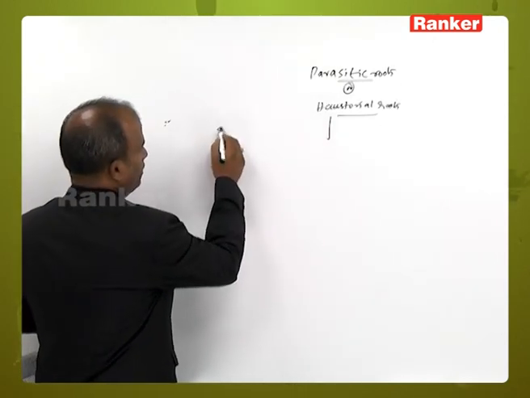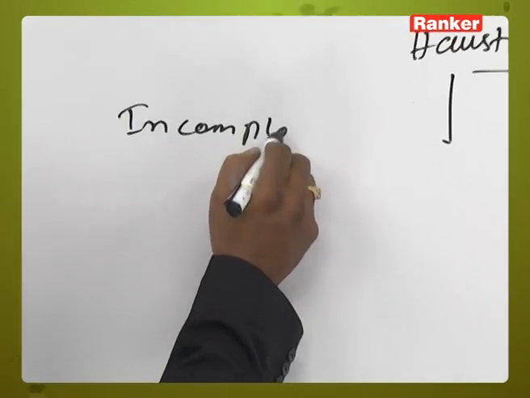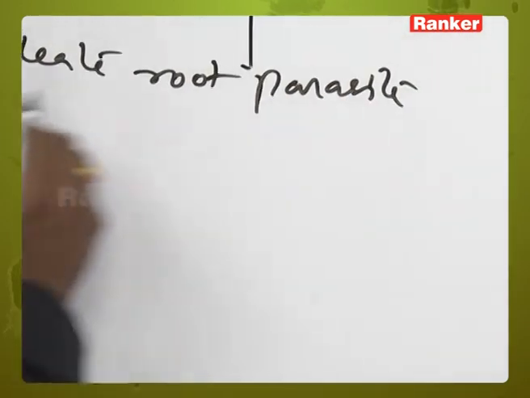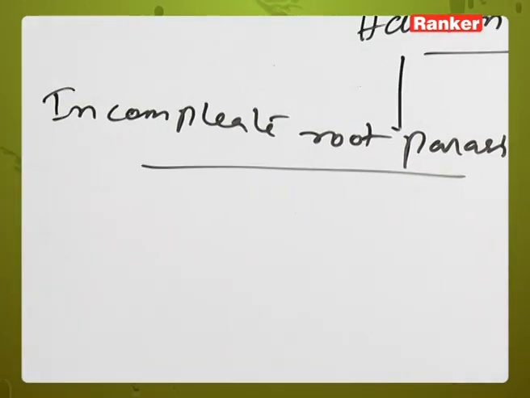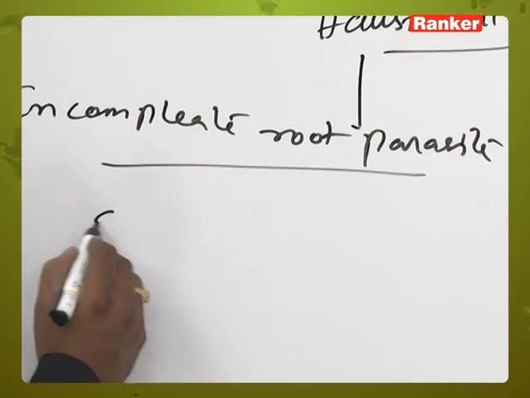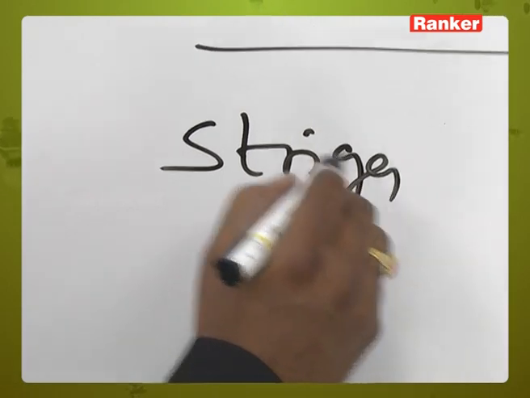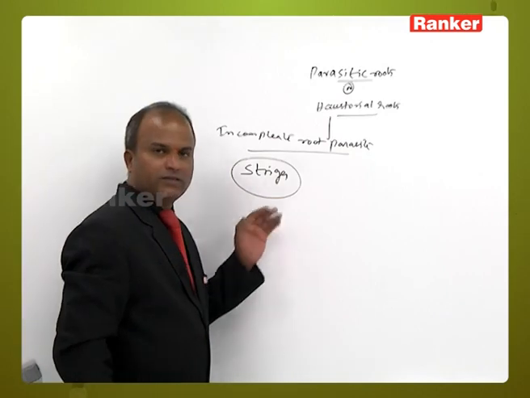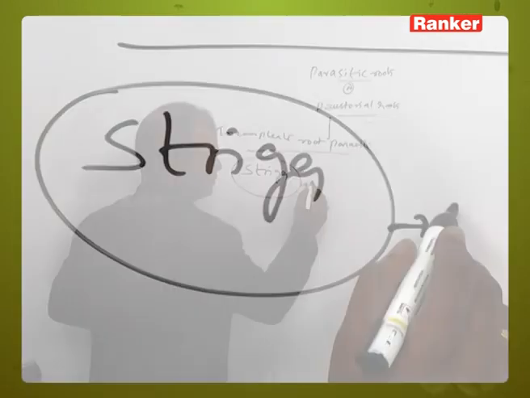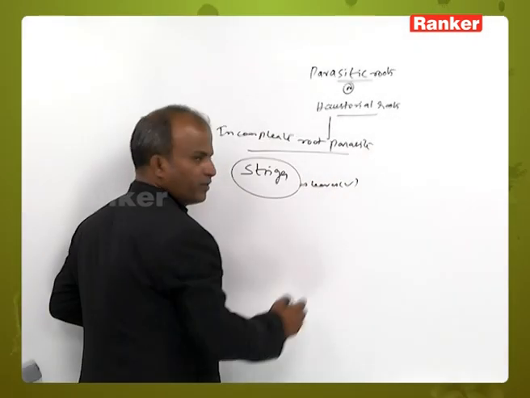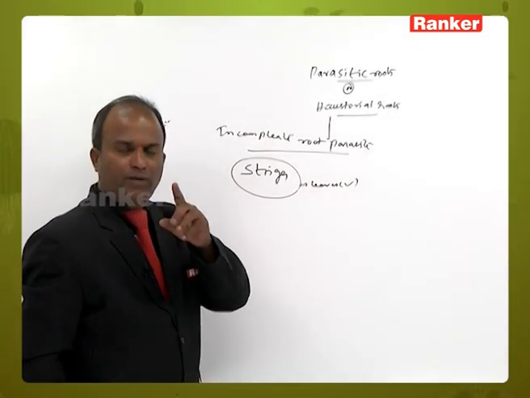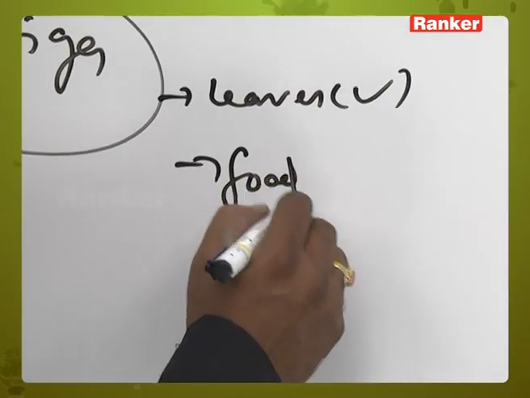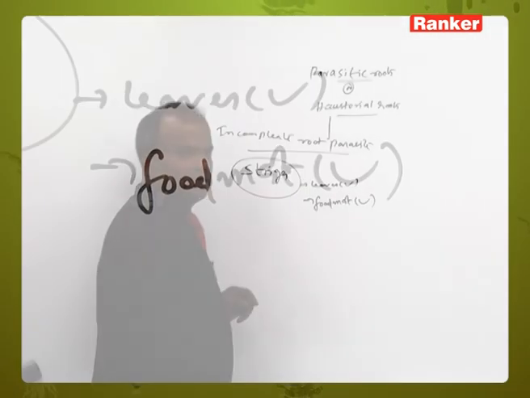Next goes to incomplete root parasite. Now, in this incomplete root parasite, what is the example? That is nothing but Striga. Does this Striga show leaves? Yes, it shows leaves. That means it can prepare its own food material by a process known as photosynthesis. Yes, that means here the food materials are synthesized.